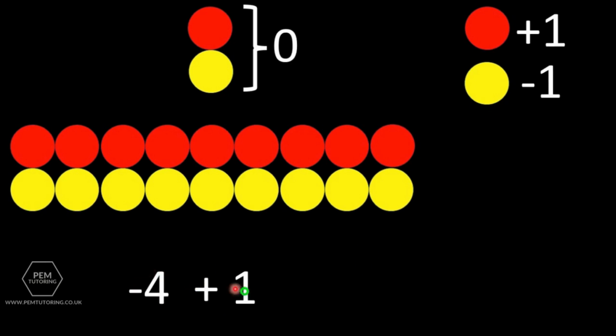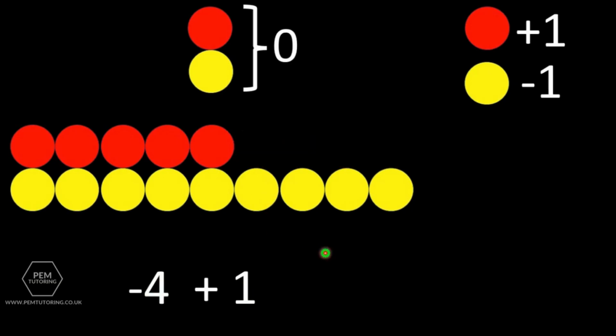Let's do -4 plus 1. That means take away 4. So we're going to take away 4 red counters, and then we're going to add 1 back. So that gives -3 because we have 3 yellow counters. Each yellow counter is -1. So that is -3.